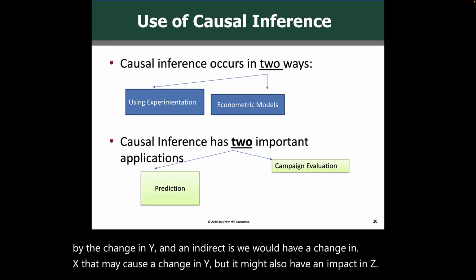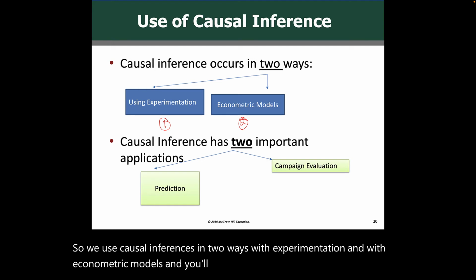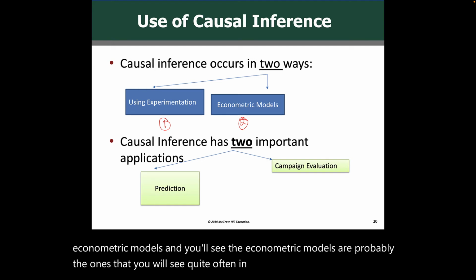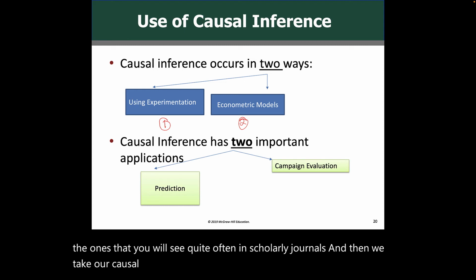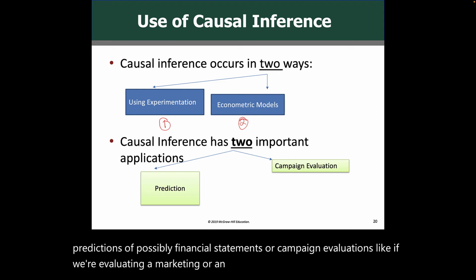So we use causal inferences in two ways, with experimentation and with econometric models. You'll see that econometric models are probably the ones you will see quite often in scholarly journals. And then we take our causal inferences and use them for two important applications: predictions, possibly of financial statements, or campaign evaluations, like if we're evaluating a marketing or advertising campaign.